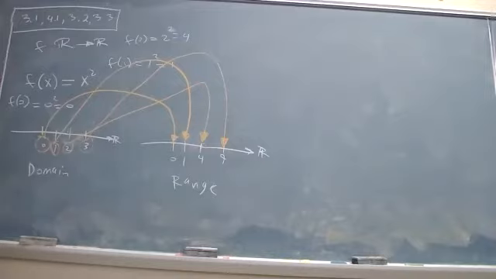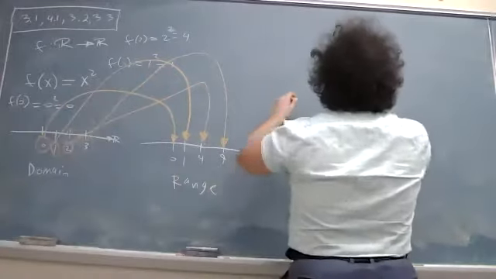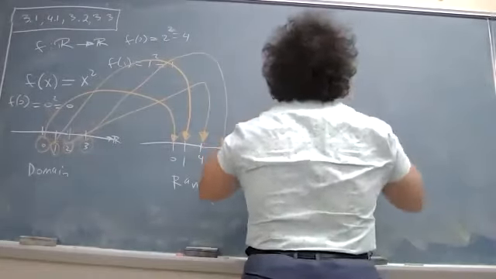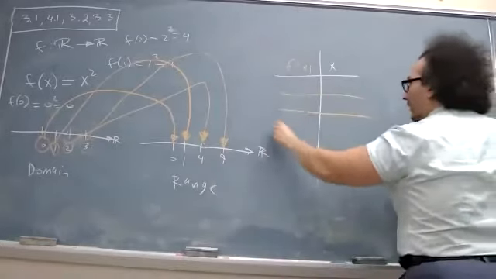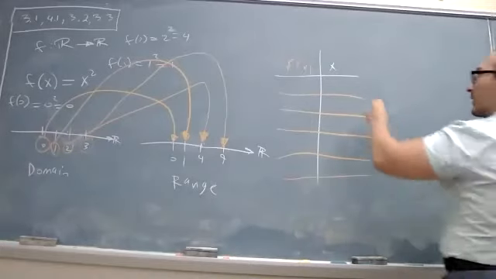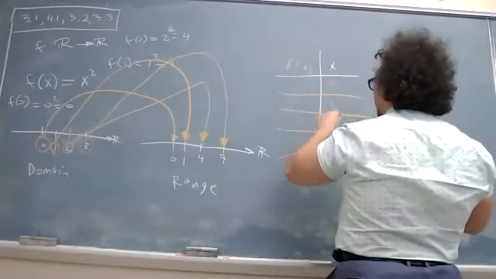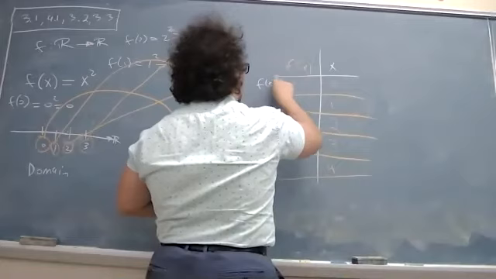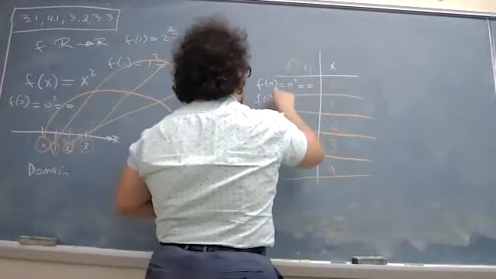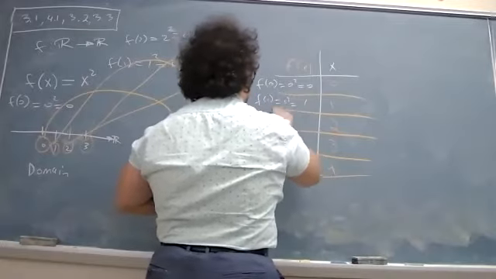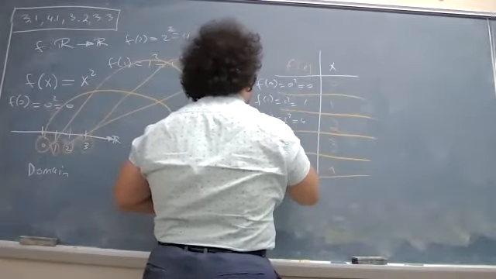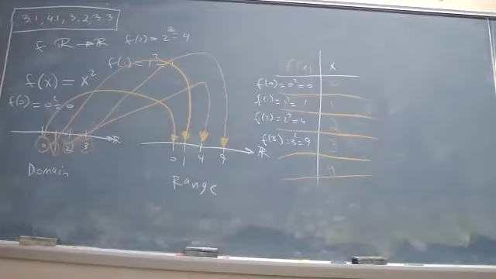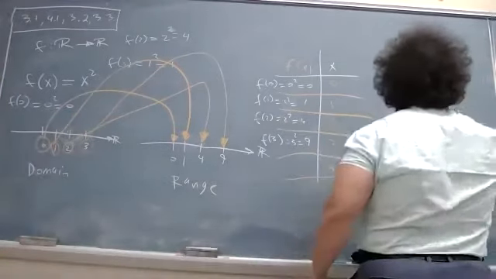Notice that this is really what we were doing in our f of x, x table. Recall, say this is 0, 1, 2, 3, 4, and we would say f of 0 is 0 squared, which is 0. f of 1 is 1 squared, which is 1. f of 2 is 2 squared, which is 4. f of 3 is 3 squared, which is 9. It's what we do when we generate an f of x, x table. And remember, this is how we plot stuff.